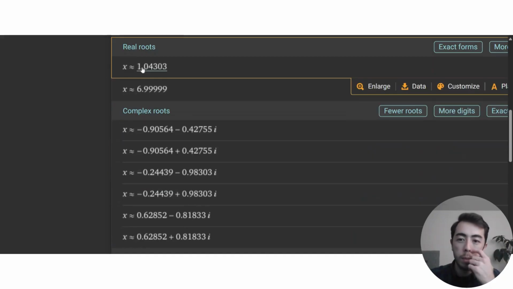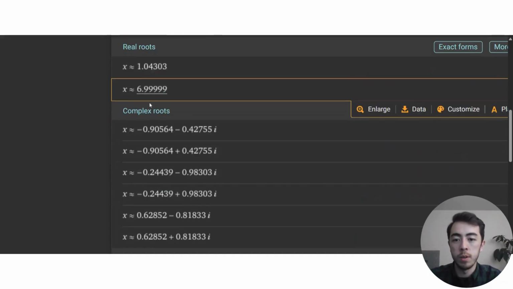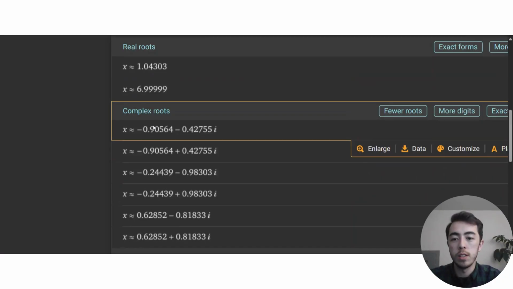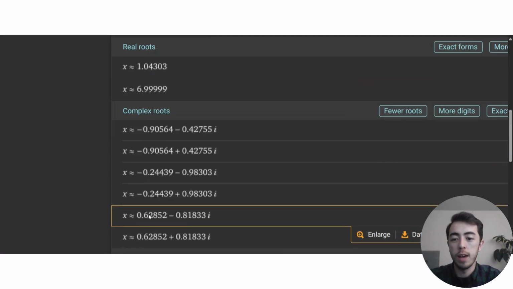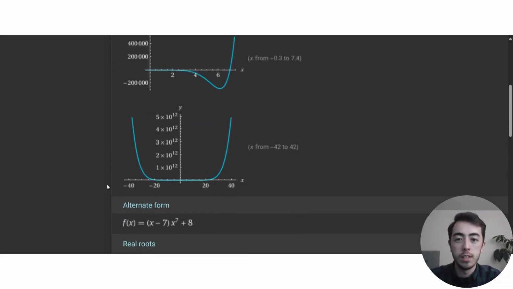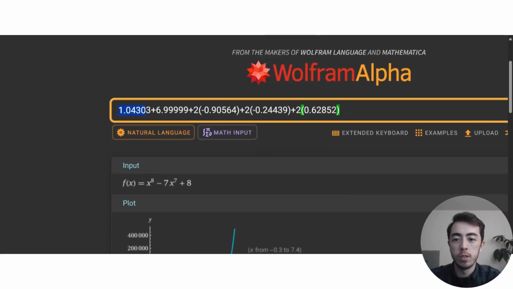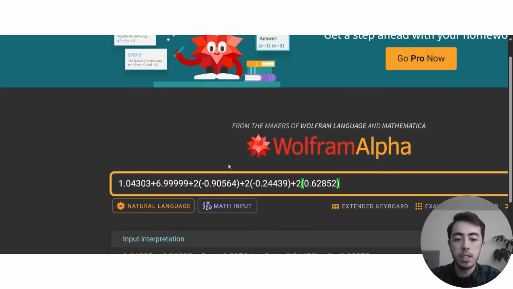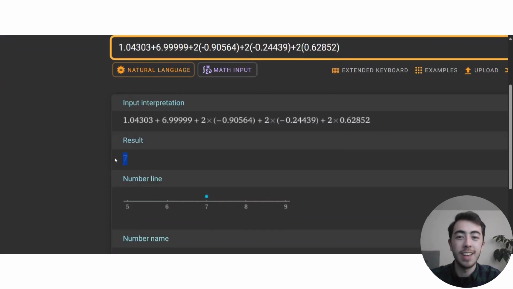And so when I add them up, I'll add this number, and then twice this root, plus twice that, plus twice of that. And I typed it all out up above. So here's the first real root, the second real root, and here are those pairs that I typed in. And hitting enter, adding these all up, we get exactly 7. And there is the 7 we were hoping for all along.